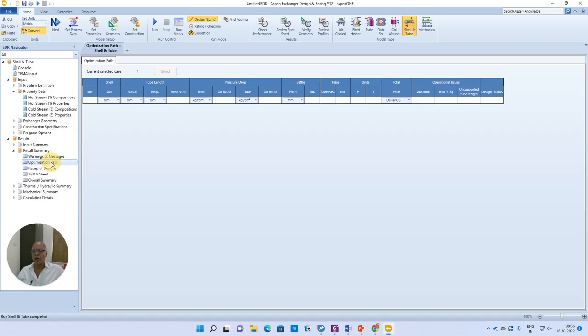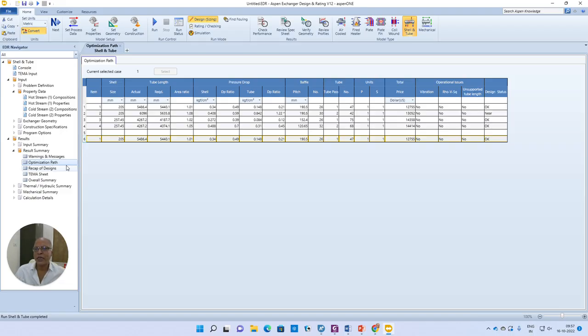I'm clicking on the optimization part. As you can see, the simulator was able to perform 4 different designs. You can identify the difference between these 4 designs. There may be some change in shell size or shell diameter, and the tube length, maybe the number of tubes. So there are variations. But you can see what type of heat exchanger and the number of tube passes. It is a 1-2 heat exchanger in 2 cases, right? The number of shell passes is 1.